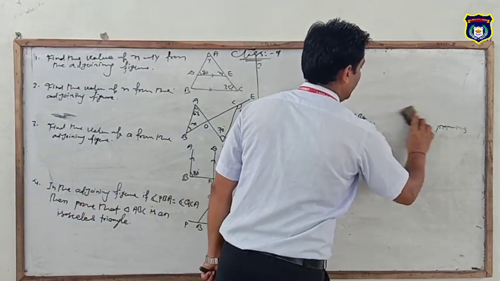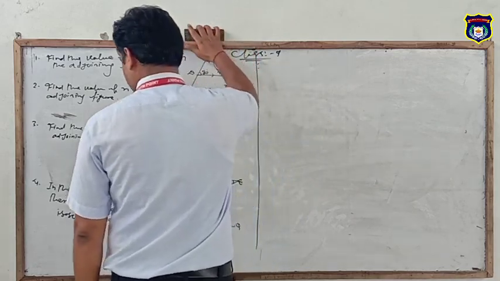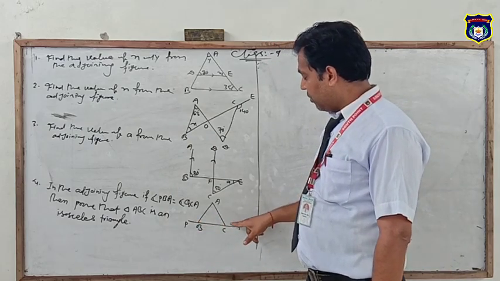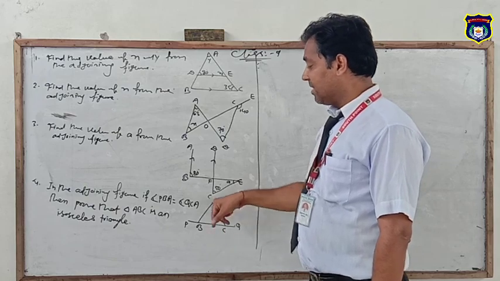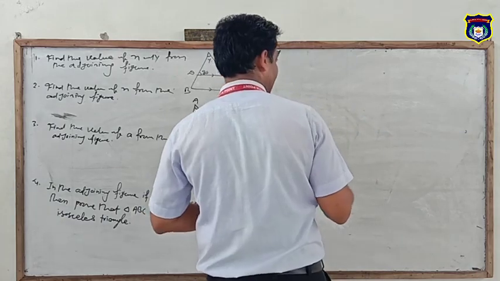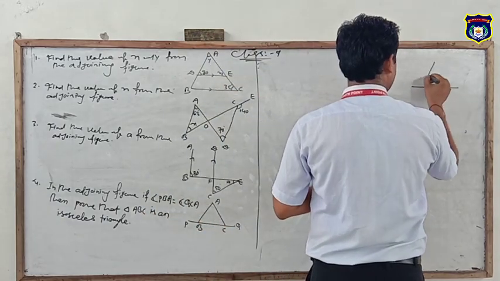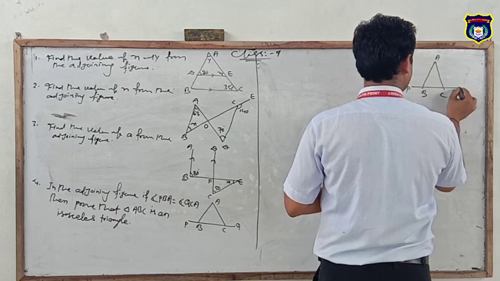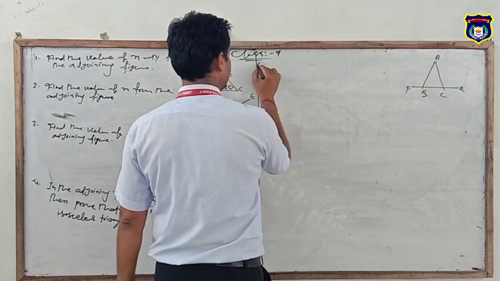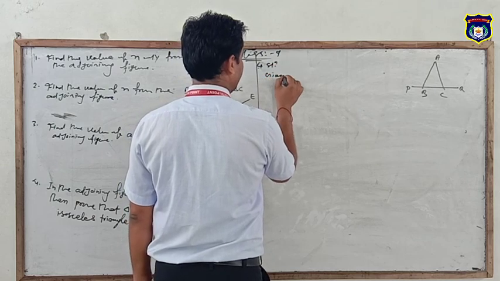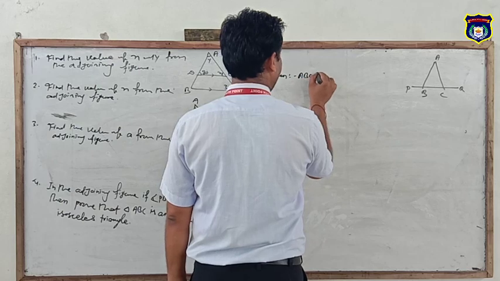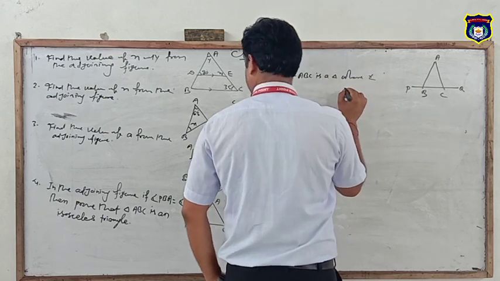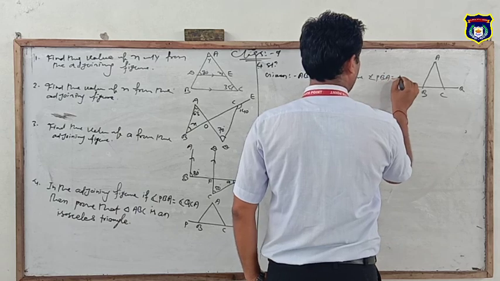Now, the last question, number 4, a proof. In the given figure, if angle PBA is equal to angle QCA, prove that ABC is an isosceles triangle. First of all, draw the figure ABC and PQ. Given: ABC is a triangle where angle PBA is equal to angle QCA.